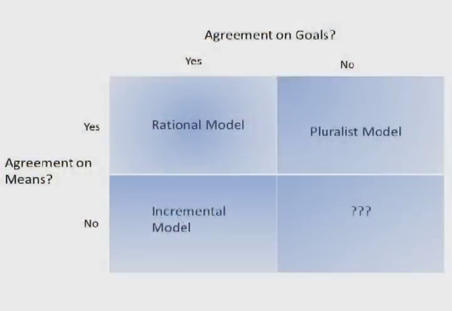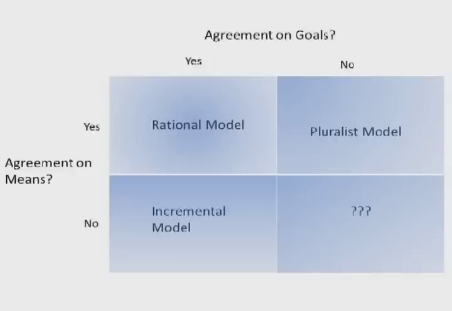What about if we have agreement on what we do, but we don't know how to do it? All right. In this case, there is technical uncertainty. This is where we have agreement on the ends, but we don't have agreement on the means because we have technical uncertainty. We don't know how to solve the problem. Well, this is probably where the incremental model best applies. All right. So we basically engage in search and error correction.